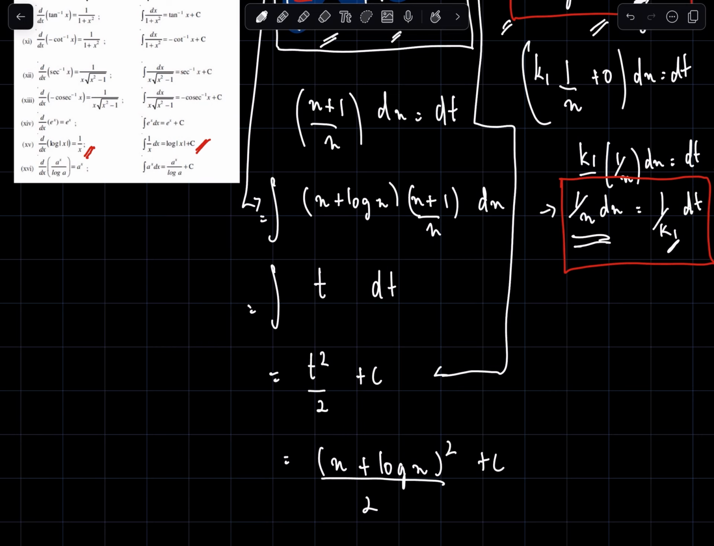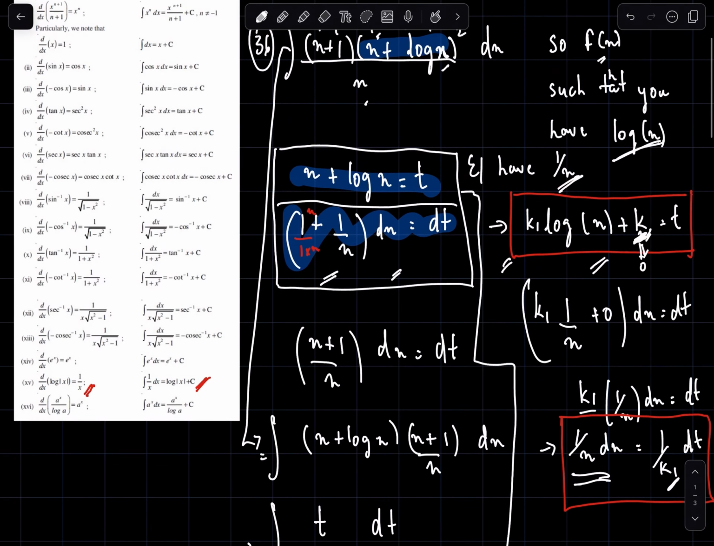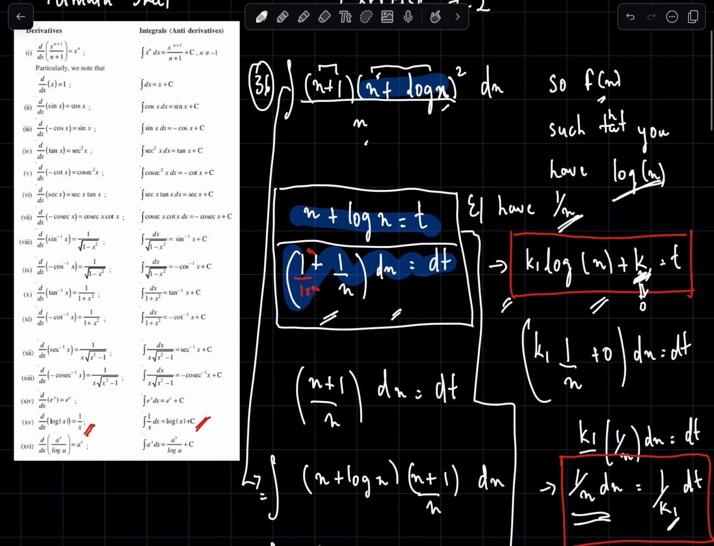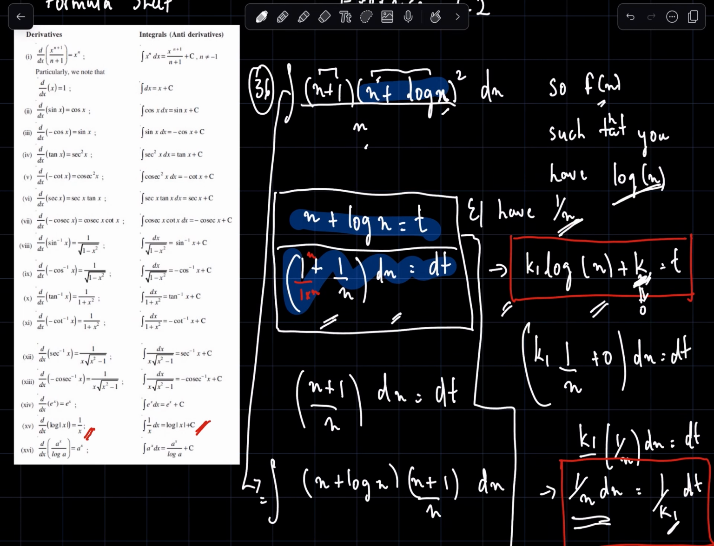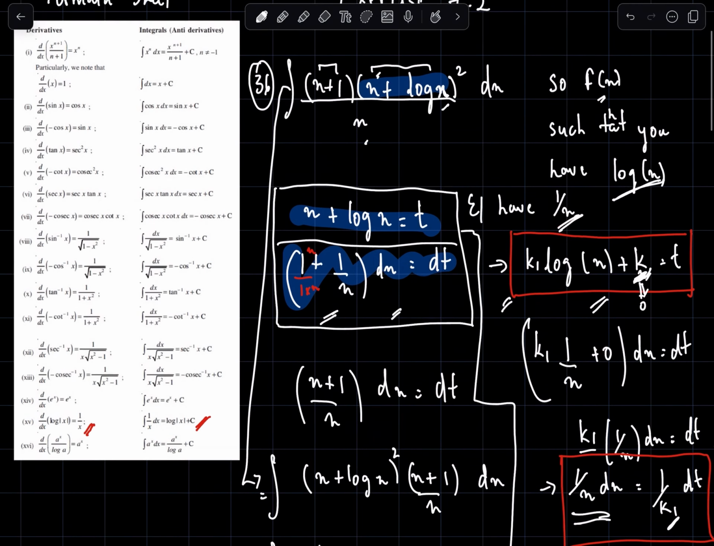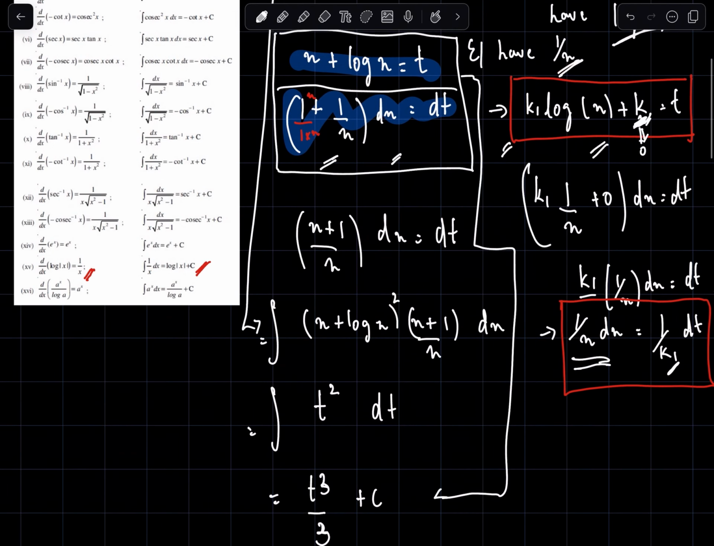So am I... no. So the thing, it's a cube. Okay, so did I... oh, it's x plus log x the whole square. I'm sorry. So this is squared. I didn't see. This is the issue when you rewrite questions. Okay, so this should be t squared, and this should be t cubed, and this should be 3, right? If I'm not mistaken. Okay, so I forgot to put this two, my apologies again.